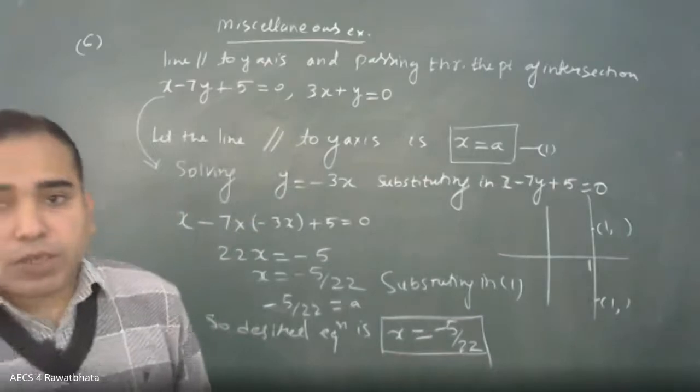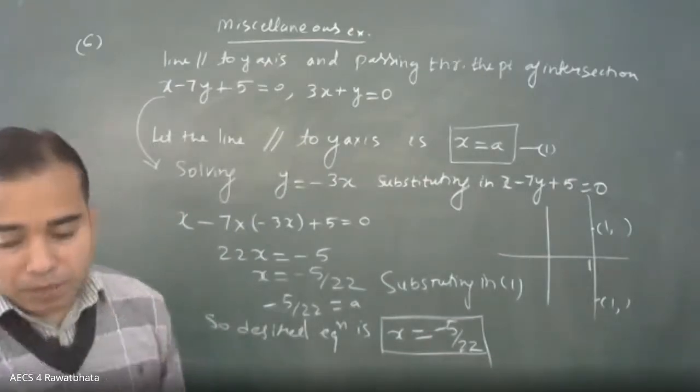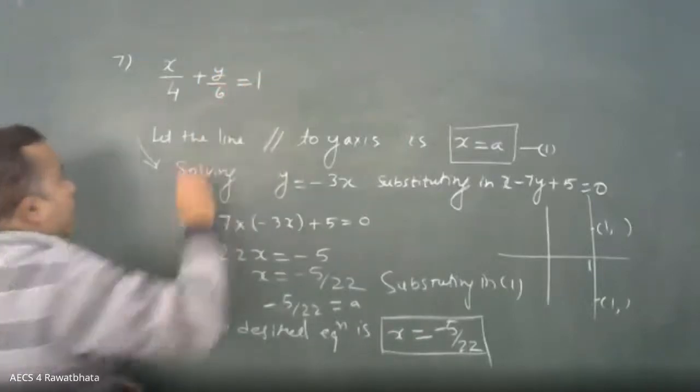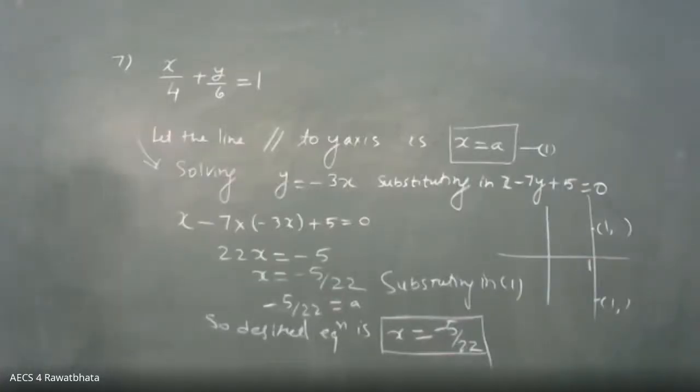This is the answer. Saloni Dhakar, will you read question 7? Yes, sir. Find the equation of a line drawn perpendicular to the line x upon 4 plus y upon 6 equals 1 through the point where it meets the y-axis. Can you read it again? Find the equation of a line drawn perpendicular to the line x upon 4 plus y upon 6 equals 1 through the point where it meets the y-axis.